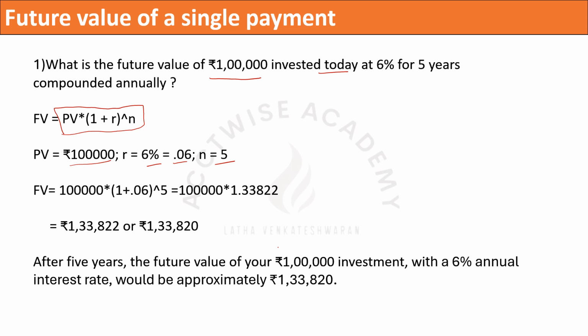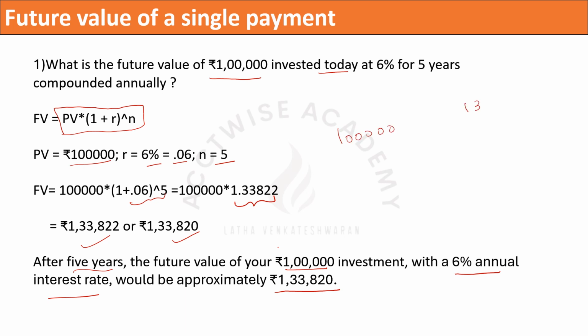So we are substituting all these values in the formula. 1 lakh into (1 plus 0.06) the whole power 5. 1.06 the whole power 5 is 1.33822. 1 lakh into 1.33822 is rupees 1,33,822 or 1,33,820 approximately. So after 5 years, the future value of rupees 1 lakh investment with 6% annual interest rate would be approximately rupees 1,33,820.